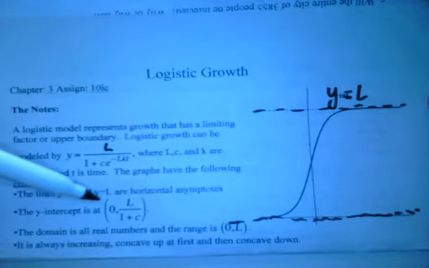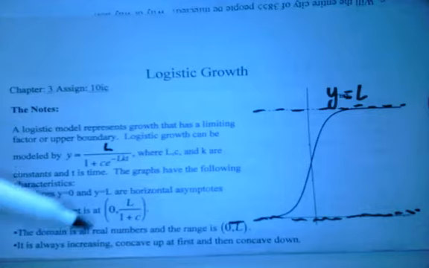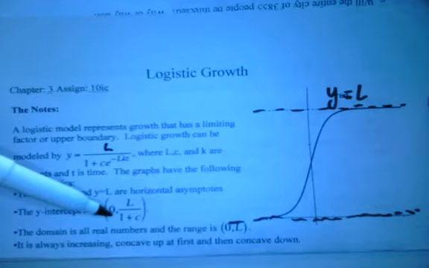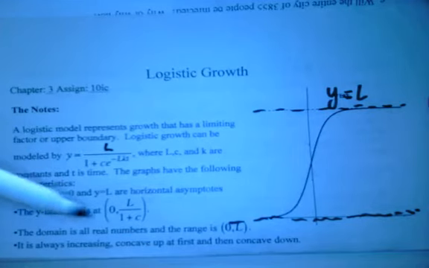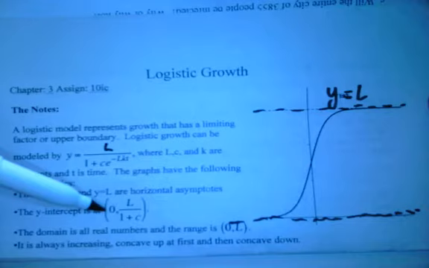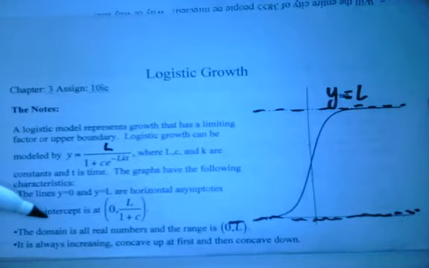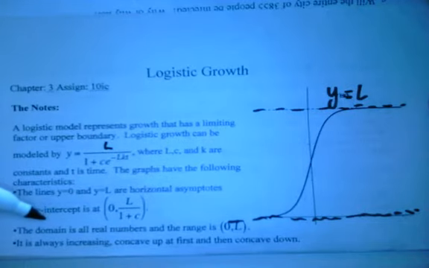But what we do know is that this logistic model has horizontal asymptotes at y equals 0 and y equals L. The y-intercept we get by plugging a 0 in for t. Well, e to the 0 is 1, and 1 times c is c, so we end up with L over 1 plus c as the y-intercept. I wouldn't bother memorizing that. I would just plug a 0 in for t each time to find the y-intercept.